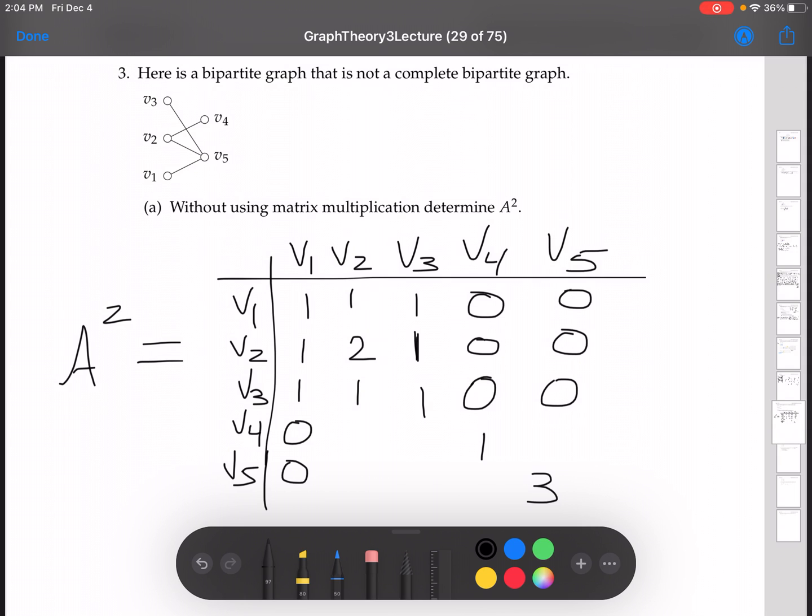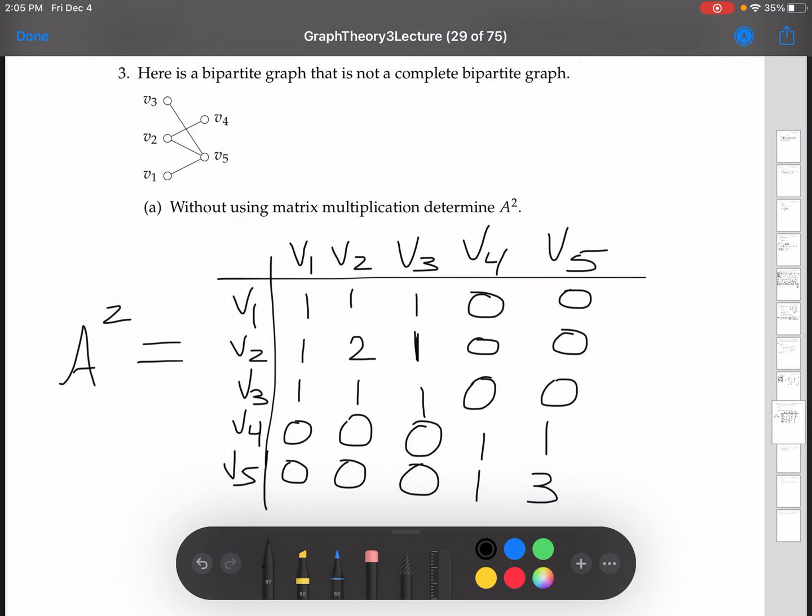All right, so now looking at V4 to V2, a two-edge walk. There are none. V4 to V3, there are no two-edge walks. V4 to V5, there is a two-edge walk, like that. Okay, V5 to V2, none. V5 to V3, there are none. V5 to V4, by symmetry, so 4, 5, 5, 4, right?